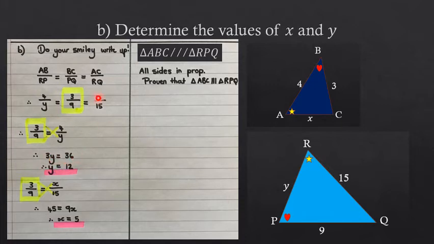Okay, but now we still need to find x. So you're going to do your write-up, your key, 3 over 9 is equal to x over 15. Cross multiply, 3 times 15 is 45. 9 times x is 9x. Divide by 9 on both sides, and you get x is 5.